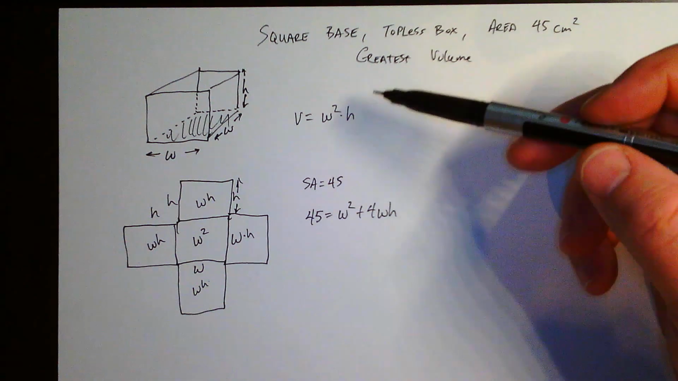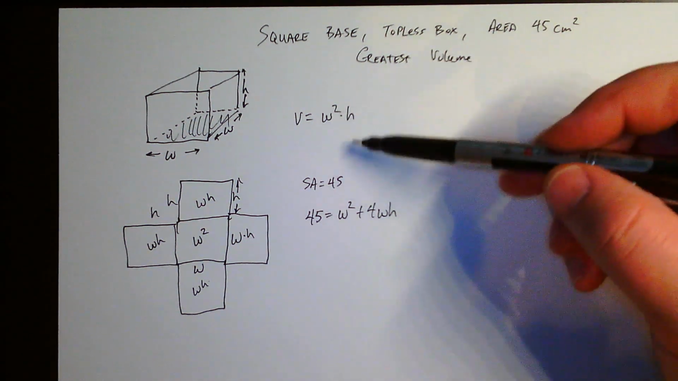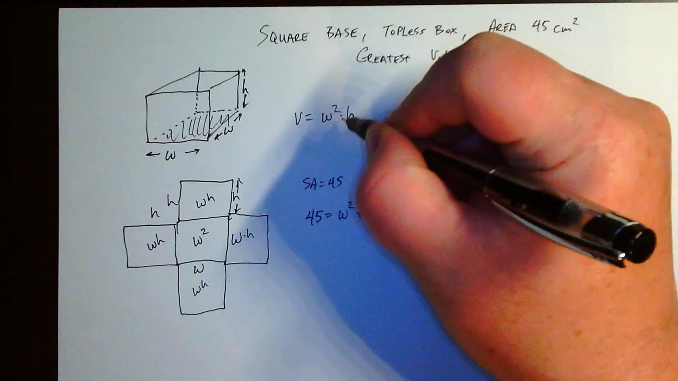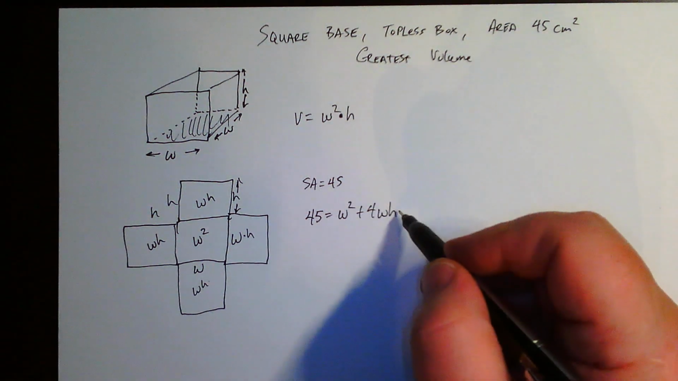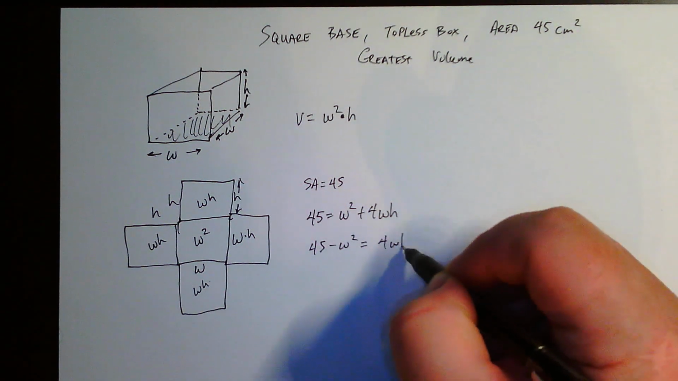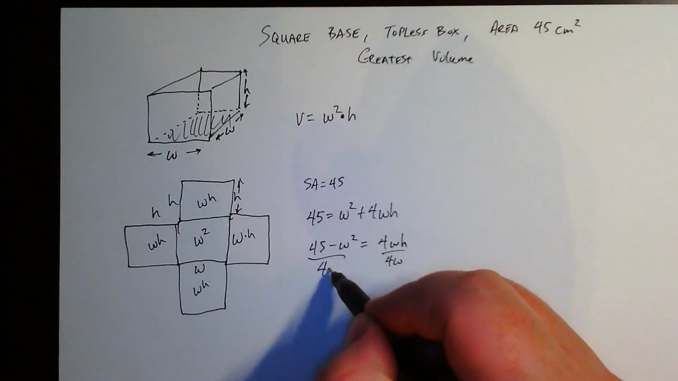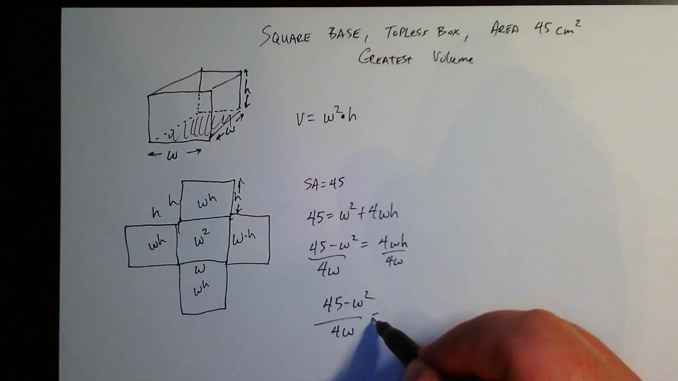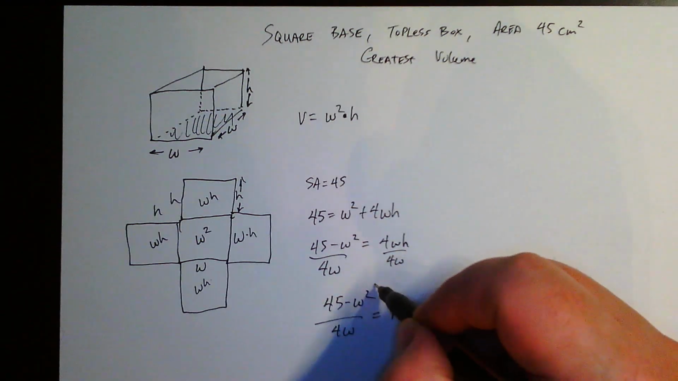We're looking for the greatest volume, so we're going to have to find the derivative of this, set it equal to 0, and solve it, and we can figure out the dimensions. But we can't do it when we have two variables, so we need to solve this one for H and substitute that in. Right? So let's solve this for H. 45 minus W squared equals 4WH. Just subtract that from both sides, divide both sides by 4W. So 45 minus W squared divided by 4W equals H.